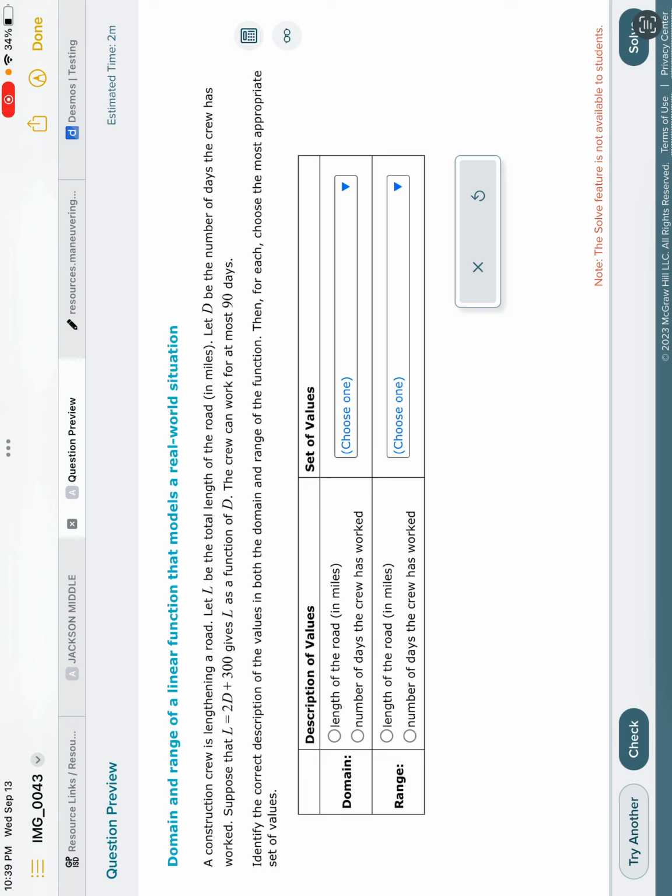But the main thing I want to talk about is there's no x and there's no y. So a question that should be easy with the domain and range of, hey, what does it stand for? Is it the length of the road or is it the number of days? That'd be really easy if they used x and y, right? But they didn't. So we're going to have to be a little bit more creative in how we determine that.